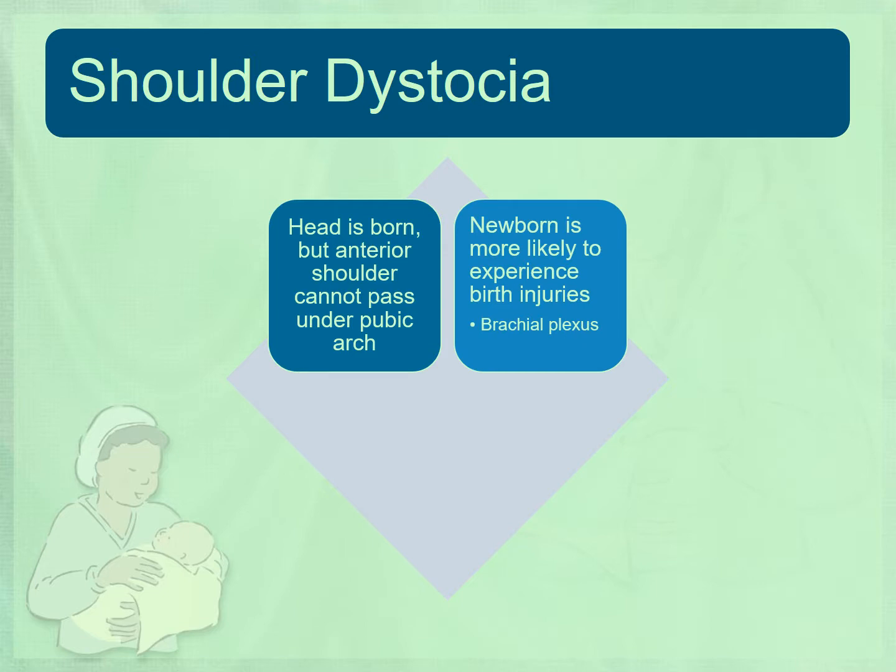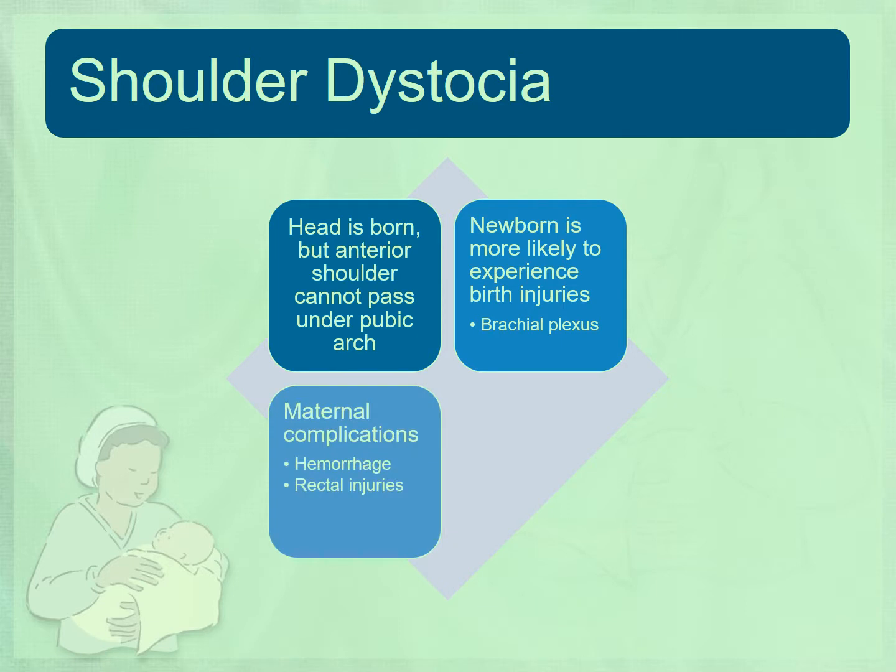Fetal injuries are caused by either asphyxia or trauma. Trauma complications are the result of trauma to the brachial plexus and phrenic nerve and fracture of the humerus or clavicle. The most serious complication is Erb's palsy, a brachial plexus injury which occurs in 10 to 20% of infants following shoulder dystocia. Maternal complications are postpartum hemorrhage and rectal injuries.